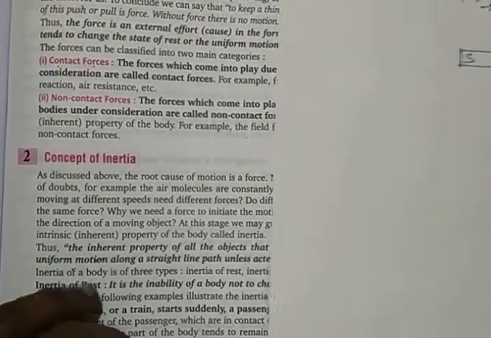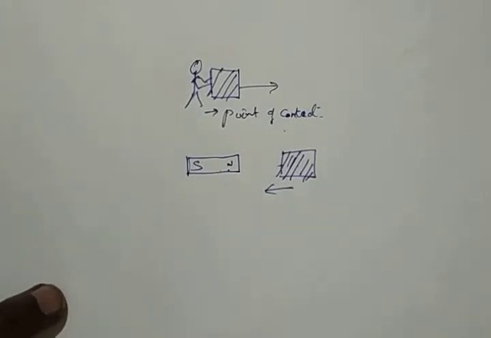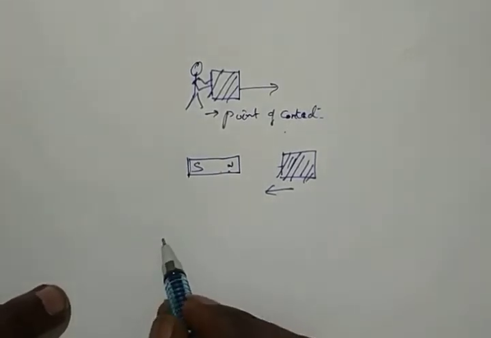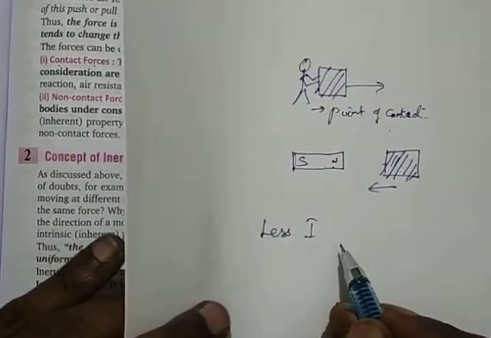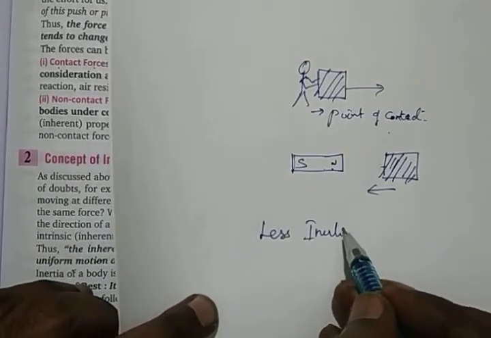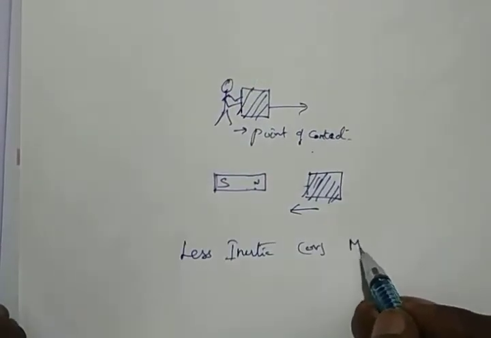Some basic way of defining this: in this age, you all have less inertia, or more inertia. What do you have?